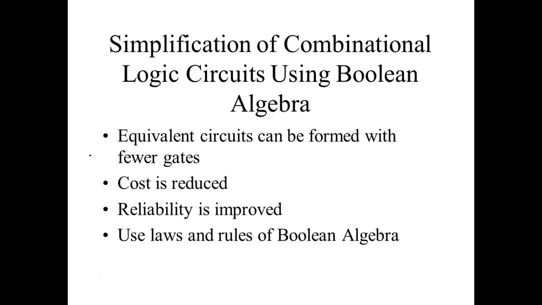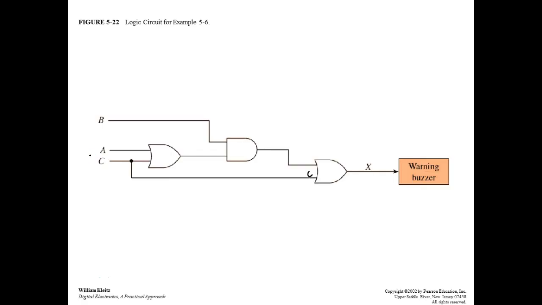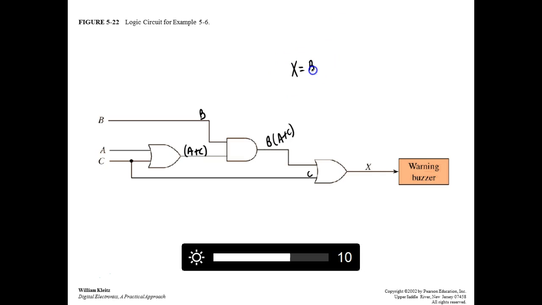Well, let's see if we can do the equation for the circuit. So this would be B. Everybody okay so far? This would be what? A or C, and I'm going to put it inside parentheses. Then I'd come right here, I'd have B, right? And A or C. Are we okay so far? Lost anybody? Then I'd say X is equal to B.